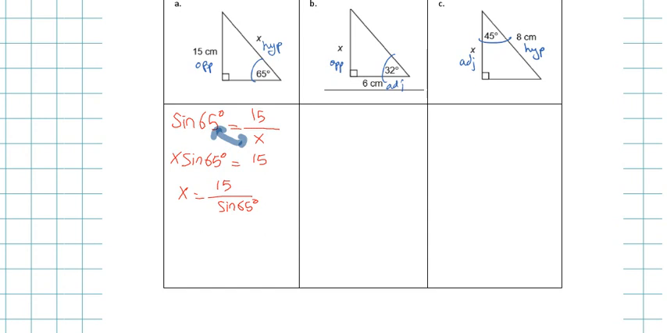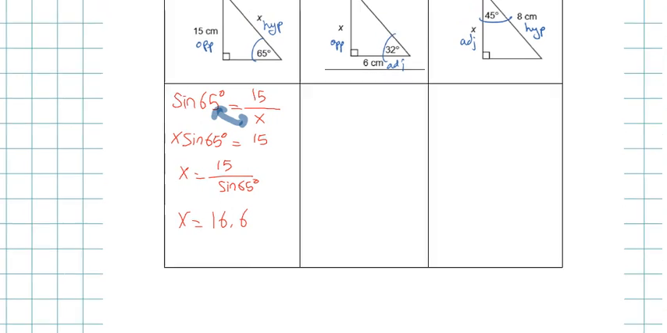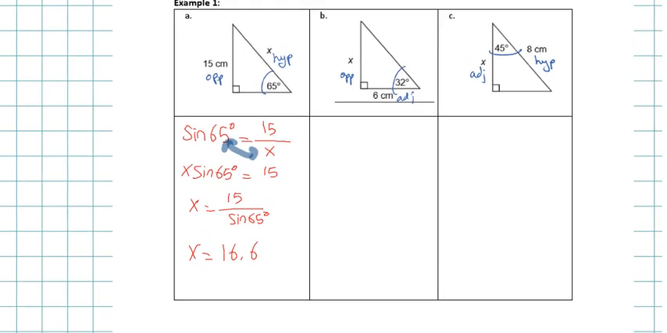Okay? What would your answer be? This is the side, so to 1 decimal place. So 16.5? 16.6. You have to round up, right? Because what's after the 5? Yeah, 6. Okay? And we're expecting the side to be bigger because it's the hypotenuse, and the hypotenuse is the biggest side in a triangle. Okay?